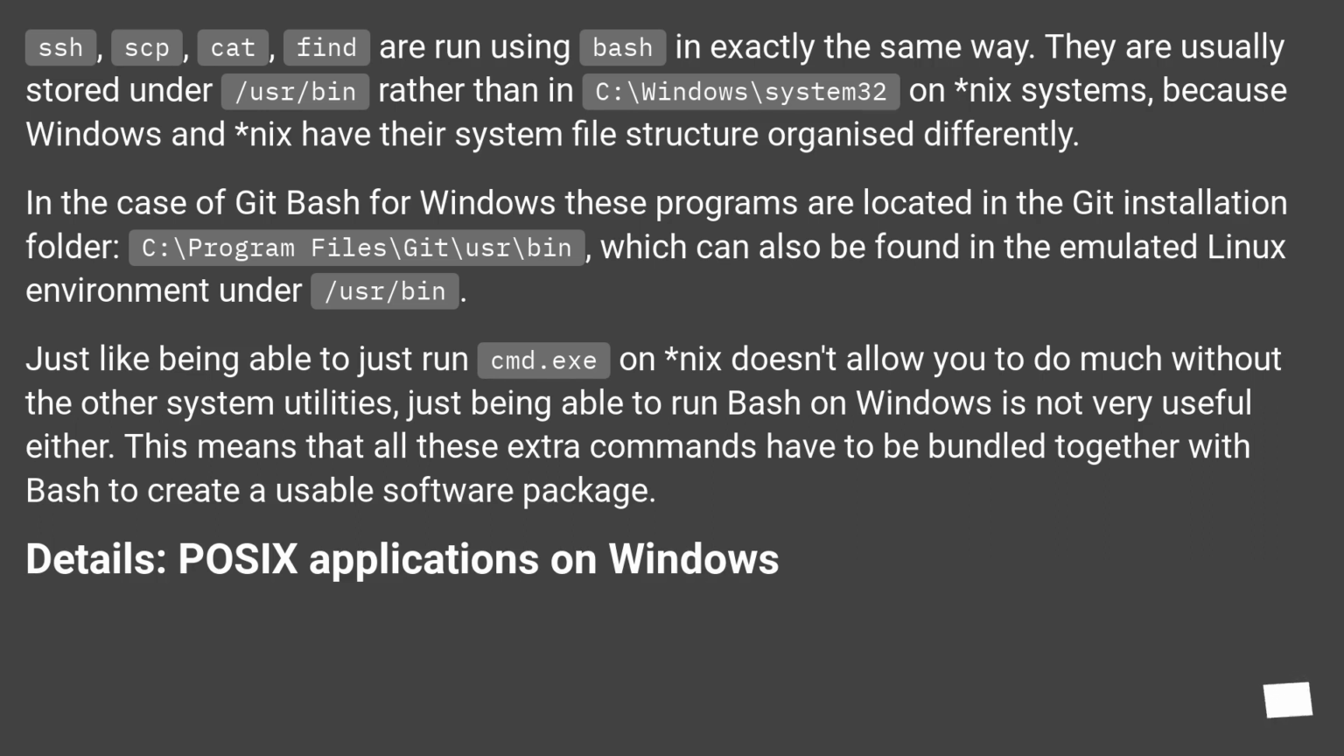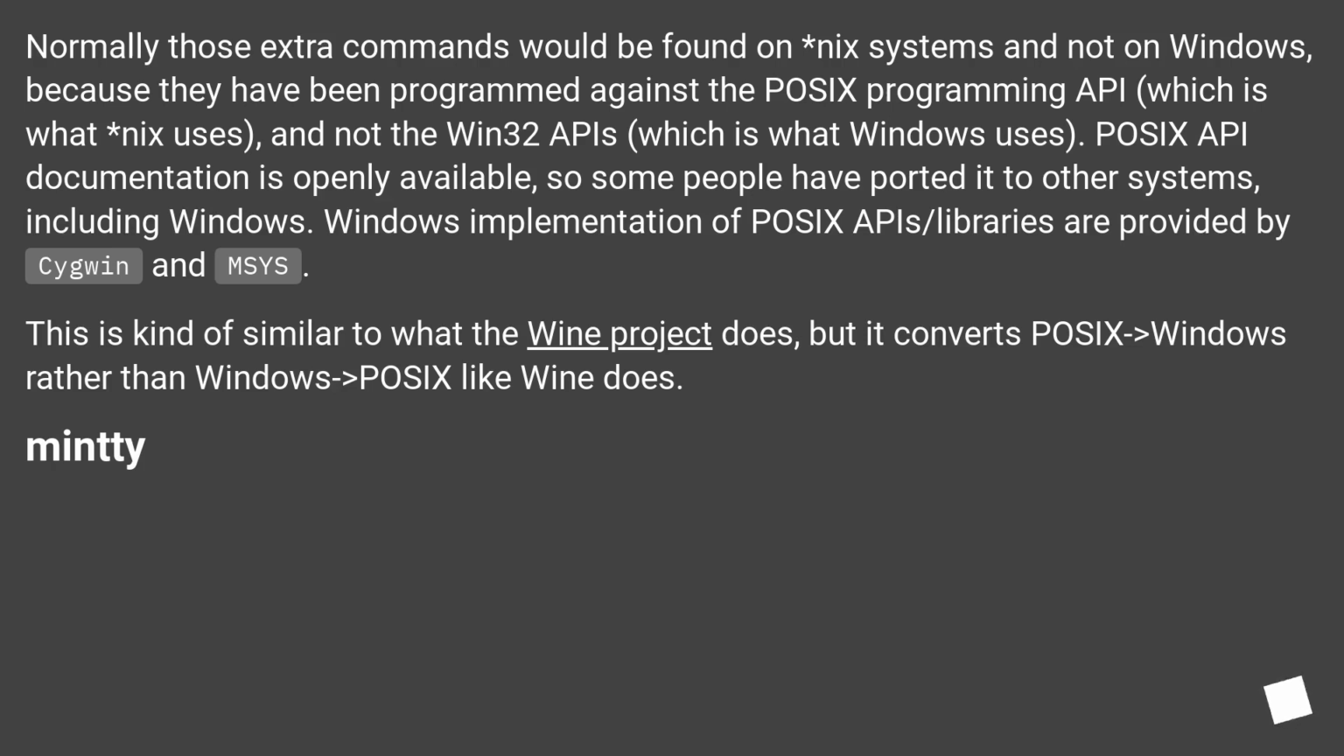Details: POSIX applications on Windows. Normally those extra commands would be found on *nix systems and not on Windows, because they have been programmed against the POSIX programming API, which is what *nix uses, and not the Win32 APIs, which is what Windows uses. POSIX API documentation is openly available, so some people have ported it to other systems, including Windows. Windows implementations of POSIX APIs/libraries are provided by Cygwin and MSYS.